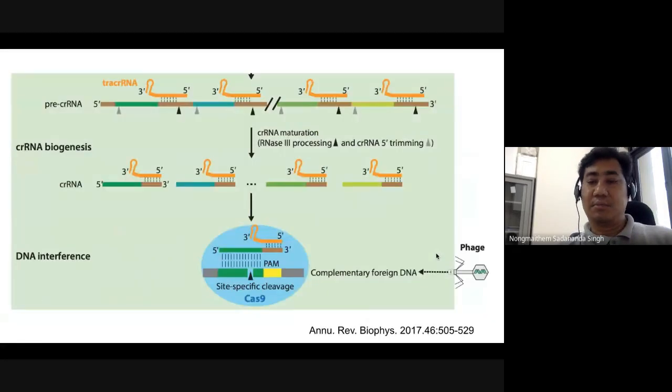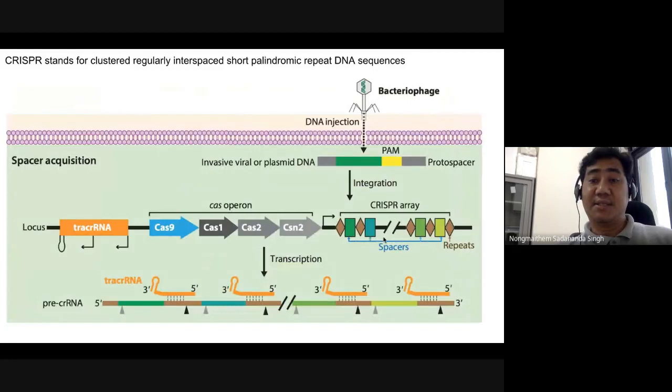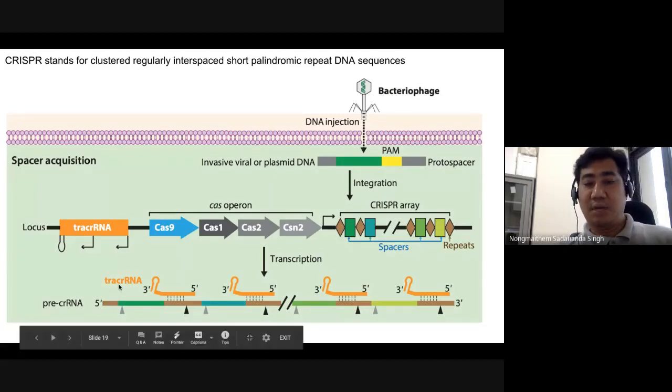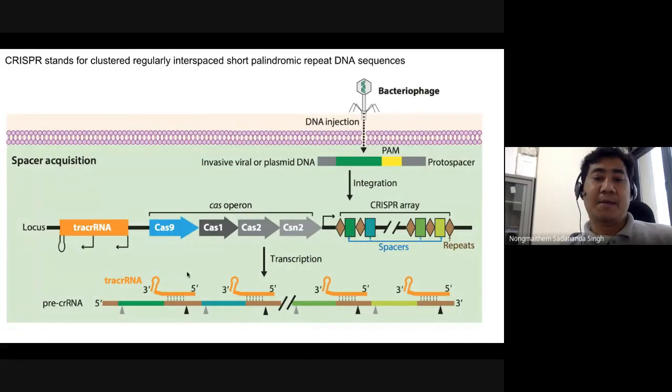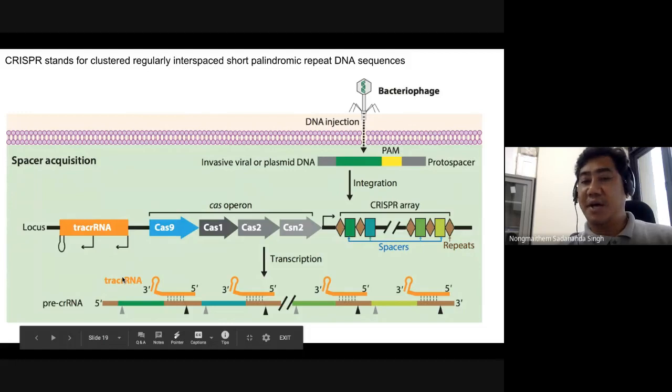So once this is inserted, it allows the transcription of this repeat array, resulting in a long transcript with the constant region, then spacer 1, then constant region, spacer 2, constant region, spacer 3, like this in a tandem array. Then there is another RNA molecule called tracer RNA.